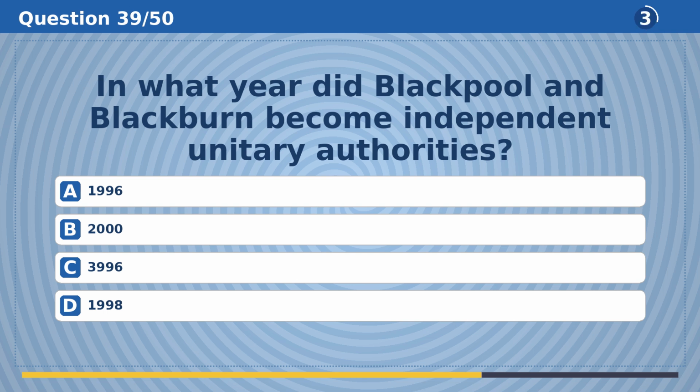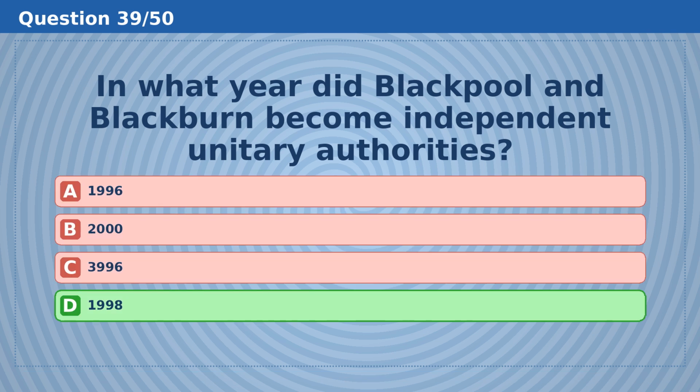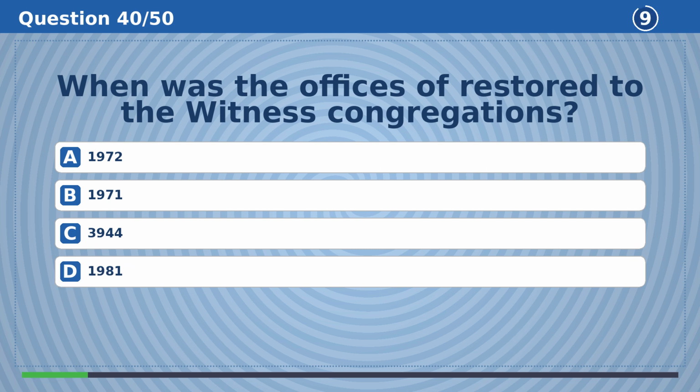In what year did Blackpool and Blackburn become independent unitary authorities? The answer is D, 1998.